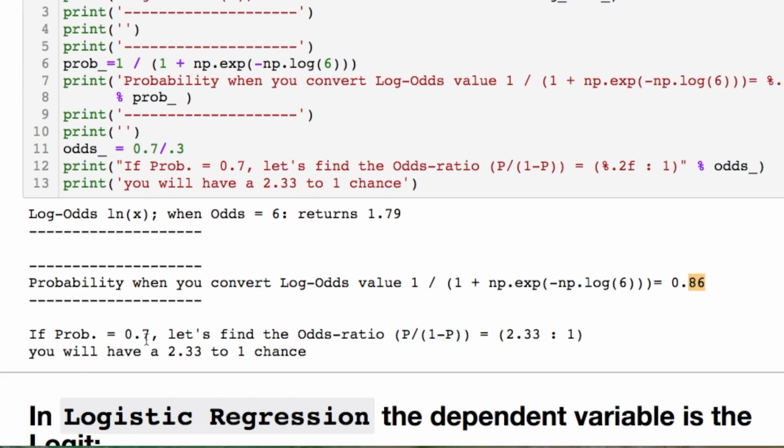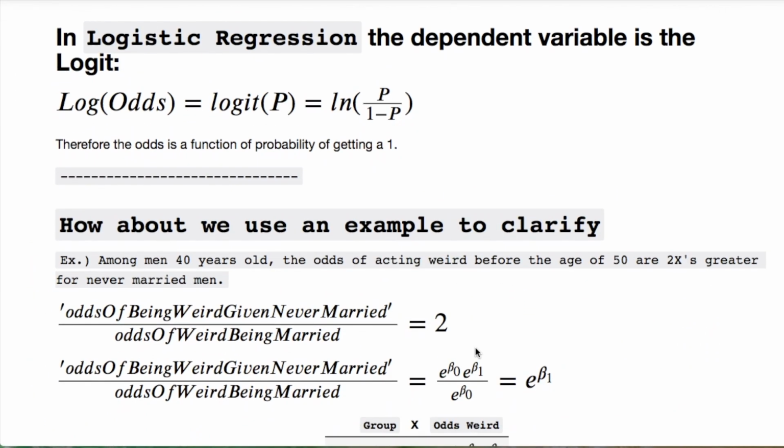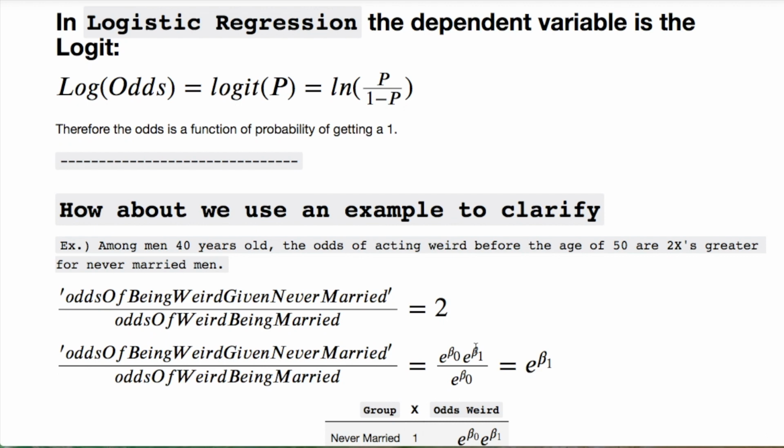If the probability indeed were 0.7, let's find the odds ratio. Finding the odds ratio, we would do probability divided by 1 minus the probability. Probability of it happening divided by the probability of it not happening. And that'll give you 2.3, meaning you have a 2.3 to 1 chance of whatever occurring. Okay? That's what's going on with your odds ratio. Moving on from the log odds, understand that in logistic regression, the dependent variable is called the logit, okay? And that's what this is here. Therefore, the odds is a function of the probability of getting a 1.